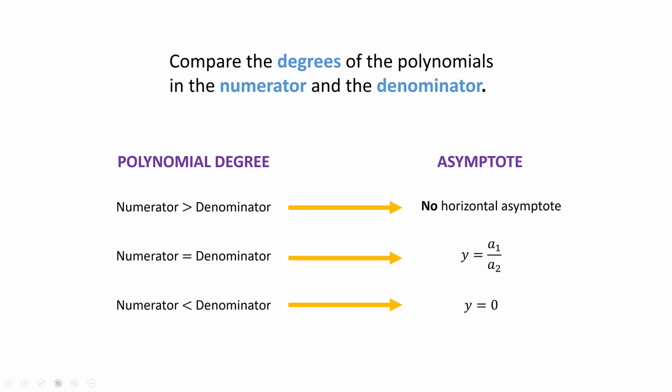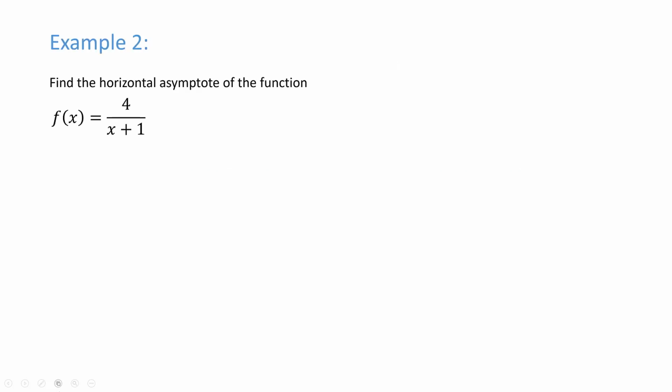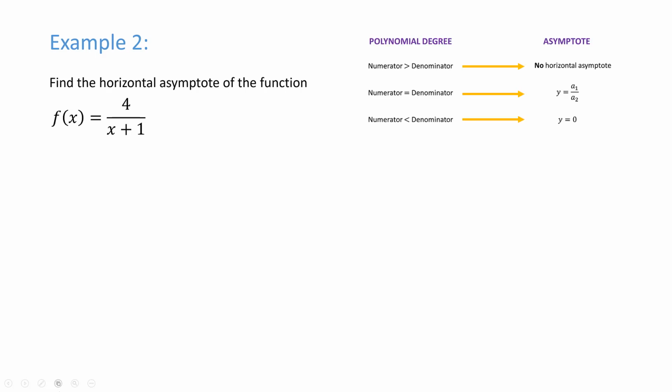Let's see examples of each. Find the horizontal asymptote of the function f of x equals 4 over x plus 1. First, we have to determine the degrees of the numerator and the denominator. In this case, the numerator is 4. That would be a 0-degree polynomial because it's only the constant term. It doesn't have a variable. And the denominator, x plus 1, corresponds to a first-degree polynomial because its greatest exponent is 1.